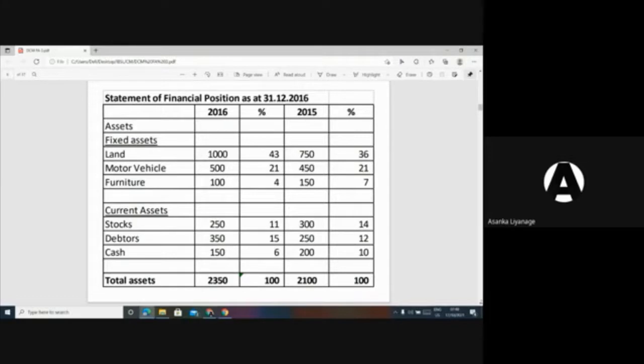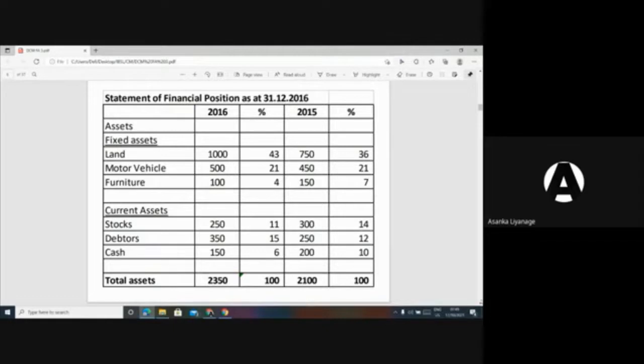First, we'll look at the 2016 figures. Then take individual asset items like land, motor vehicle, furniture, stocks, debtors, cash. Take those values of individual figures as against the total assets, that is the highest value figure, and calculate the percentage. Now, if I calculate for land, 1000 divided by 2,350 into 100, that is 43%.